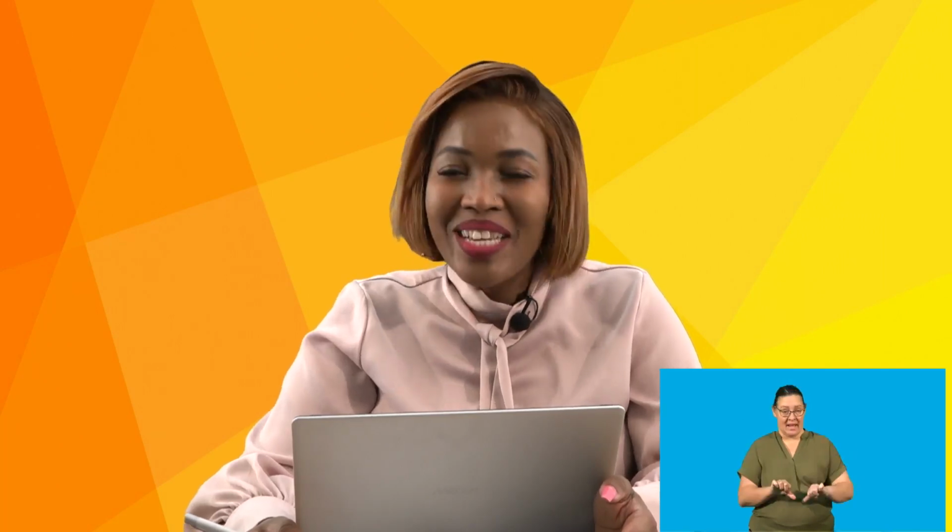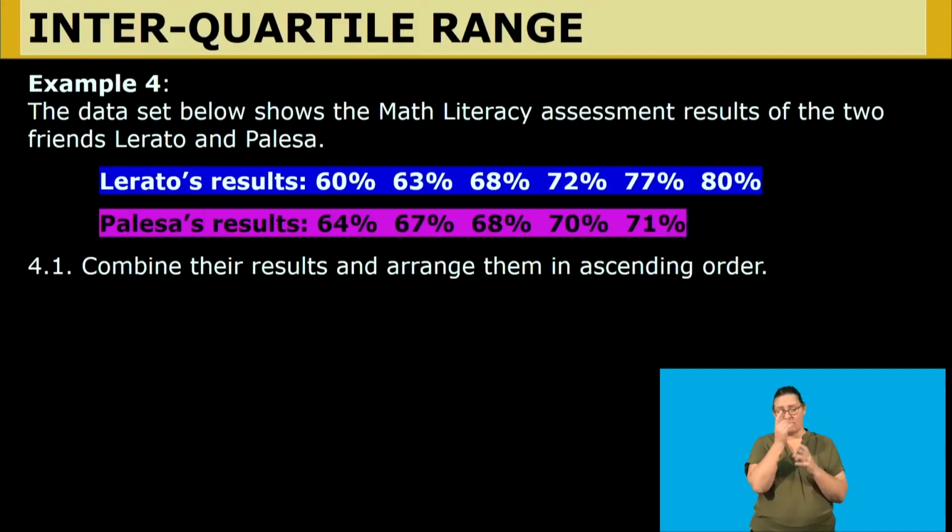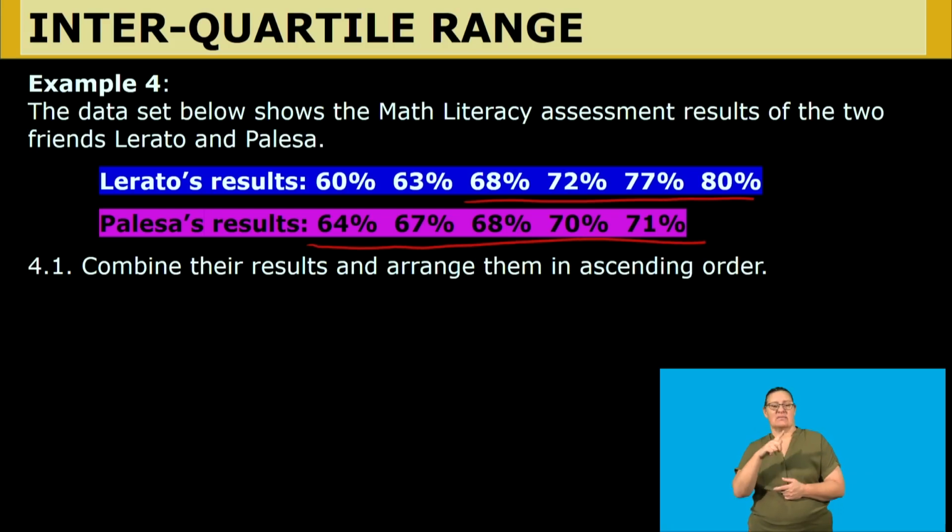Welcome back. Let's look at another example. Example 4. The data set below shows the math literacy assessment results of the two friends, Lerato and Palesa. So Lerato's results are 60%, 63%, 68%, 72%, 77%, and 80%. Whereas Palesa's results are also provided there.